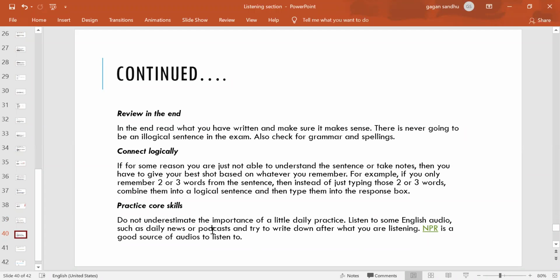Review in the end for sure. Just look for everything being grammatically well placed, right? Spelling wise, punctuation wise, and connected logically in case. So this is very good.